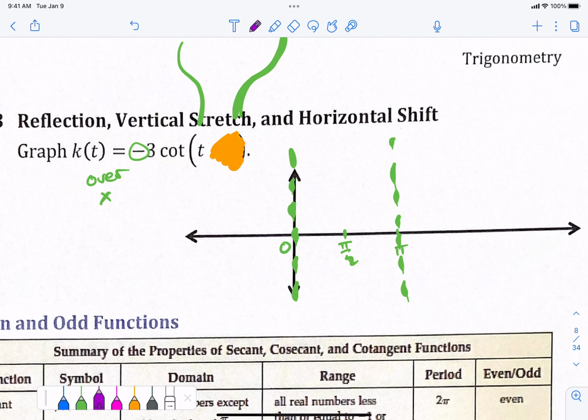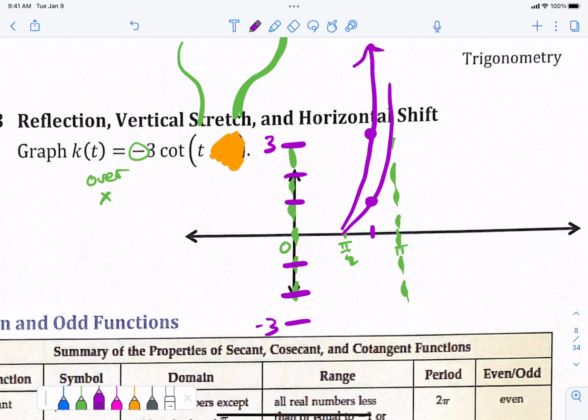Now, what does the 3 do to it? 1, 2, 3. Here's 3. It's like you're changing your amplitude. But how do I do amplitude on cotangent? That's where I go up to 3, down to negative 3. That's where the middle is. So partway between 0 and pi over 2, this part is going to be up at 3 rather than being here at 1. So instead of going like this, he'll go like this instead. You see that? Does that make sense?